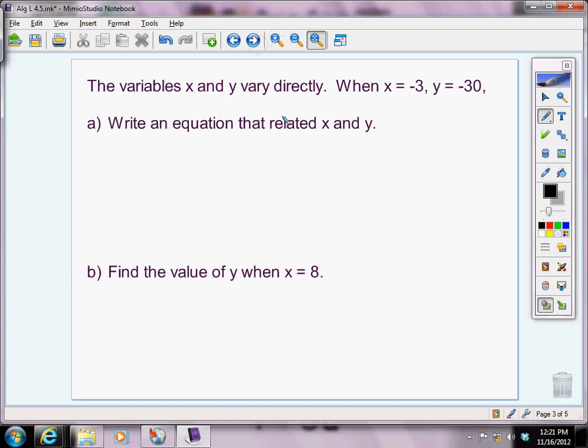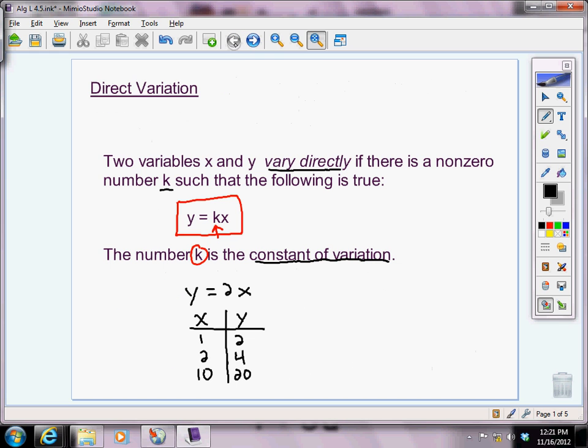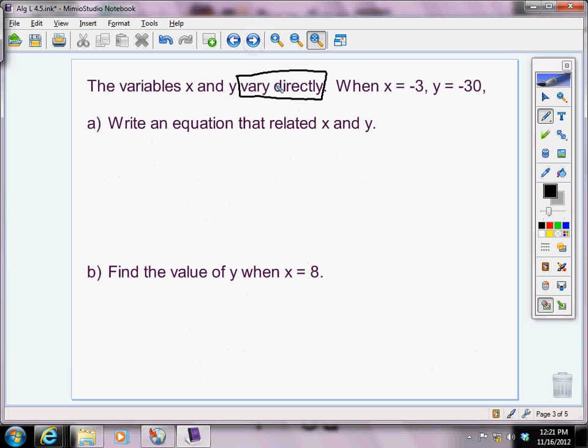Okay. Now let's look at how we can set up an equation when we're given an x and y value. It says the variables x and y vary directly. That's really important, that term right there, vary directly. Because remember right here, two variables x and y vary directly if this is true. So as soon as you see the phrase vary directly, you think y equals k times x.